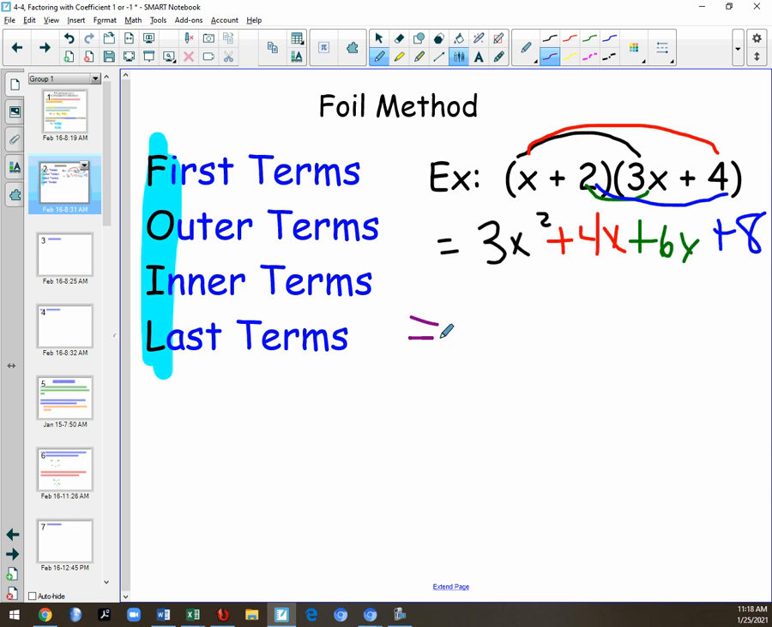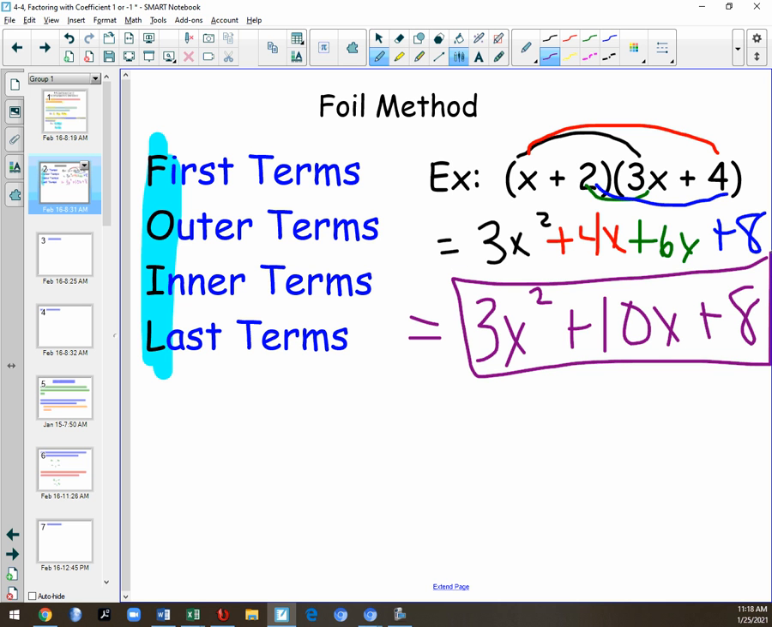So now all you're going to do is combine like terms, so 3x squared plus a 10x plus an 8. This is what you did back in the day, and you FOILed. Now, what we're going to be doing is working backwards. We are going to be given the box, and you're going to come up with a set of parentheses. So that is what our goal is today.